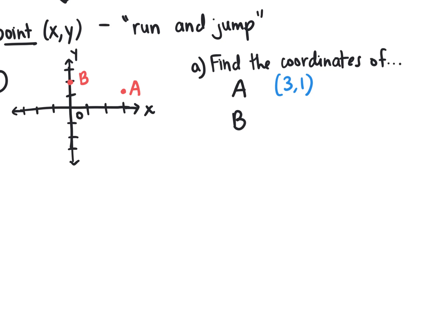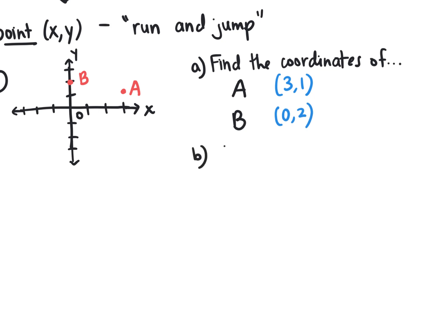B. To figure out B, I'm going to start back at 0, 0. What number do I run to? I don't run anywhere, I just stay right there, right? What number is that? 0. And then I jump to 2. So I run to 0, then I can jump up to 2. So my coordinate pair here is 0, 2.